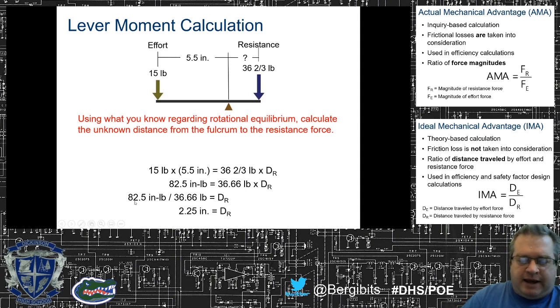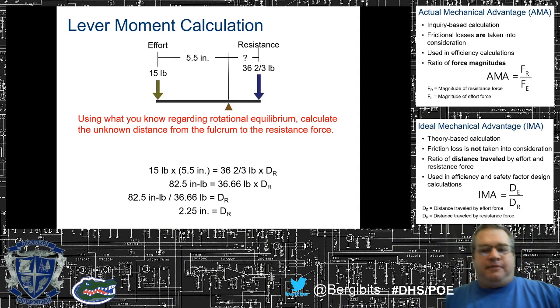So 82.5 inches pounds divided by 36.66 pounds. This is where you cross out, cancel out the pound unit measurements, and you're left with inches. So the distance resistance equals 2.25 inches, and that's your dr. So you've solved the lever moment calculation. Now back to mechanical advantage. So you've got all your variables answered. Everything is known.